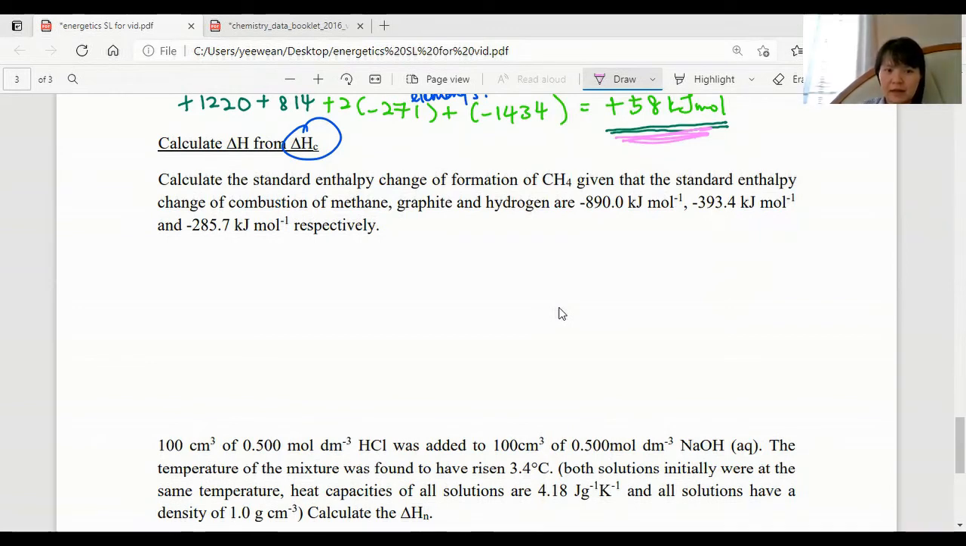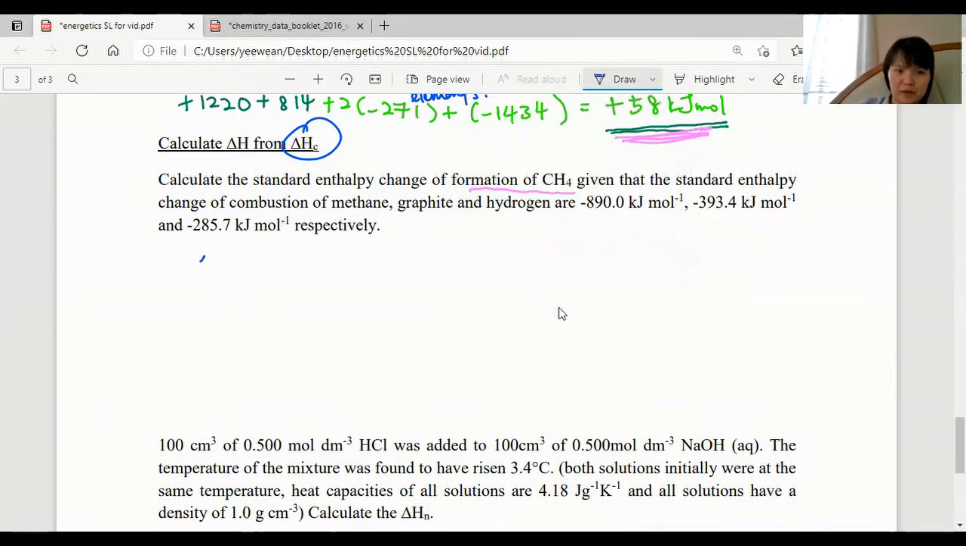So it says here, calculate the enthalpy change of formation of methane. So we do need to know how to write the enthalpy change of formation of methane. We need to know the elements. They are graphite and hydrogen gas. And since there's 4 here, I'll need 2 moles to get methane. Okay, they gave me the standard enthalpy change of combustion of each of that, methane, graphite, and hydrogen.